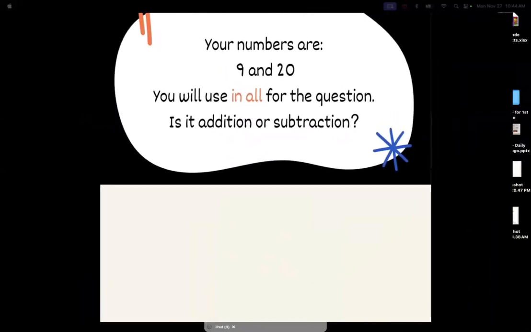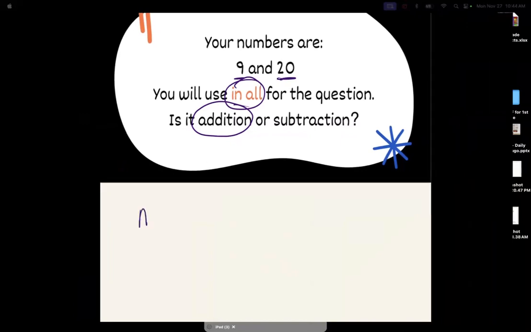Okay, do we have time? Yep. Okay, so your numbers are 9 and 20. You will use "in all," so you're using addition. I want you to come up with your own number sentence now. I know one. Athena has 20 buckets. Okay, Athena has 20 buckets of what? Water. Okay. Well, wait, we're using "in all," so we're using addition.